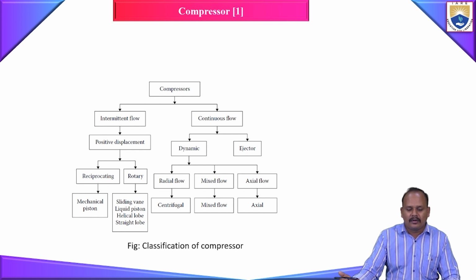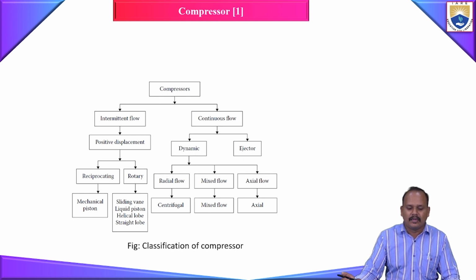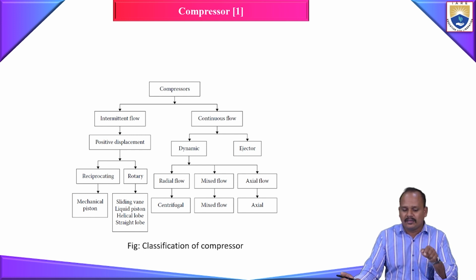The best example for an intermittent flow compressor is the reciprocating compressor. You might have seen this reciprocating compressor in fuel stations, where we use this intermittent flow compressor to pressurize automobile wheels. Basically, that is a reciprocating compressor. Whereas in continuous flow, we have two types: one is the dynamic, another is the ejector. What does dynamic mean? Basically, they increase the pressure by using a rotating component. In the ejector, it is similar to a nozzle, where the pressure changes will happen. So in the ejector we don't have any rotating component, whereas in the dynamic compressor we have a rotating component.